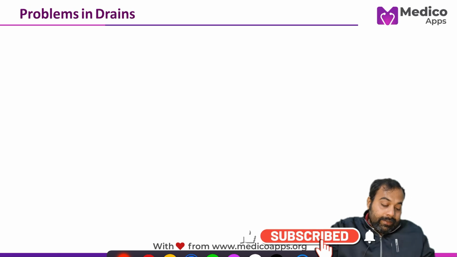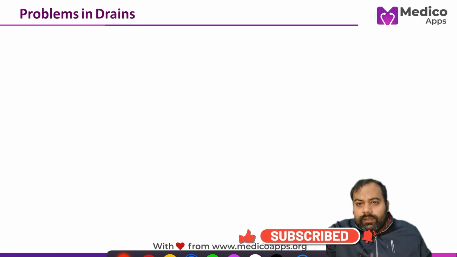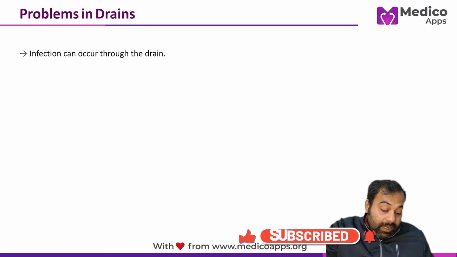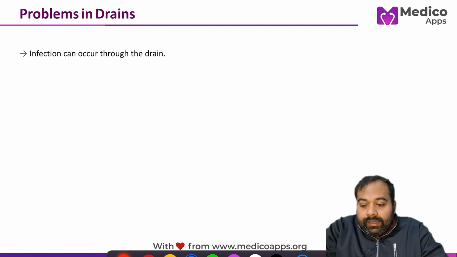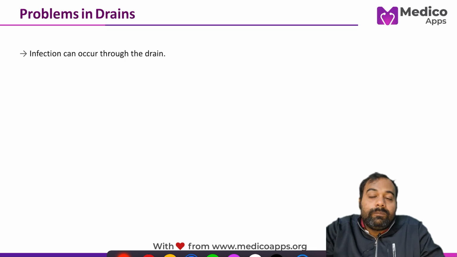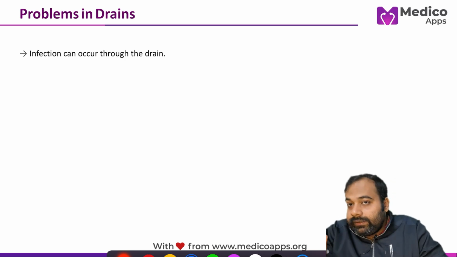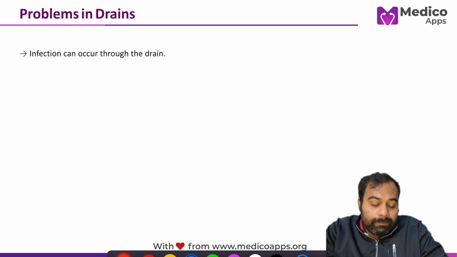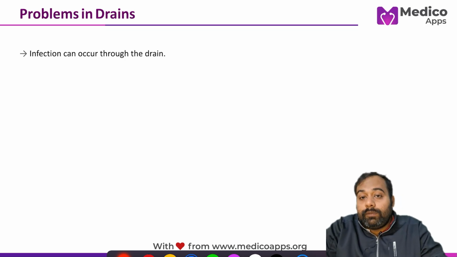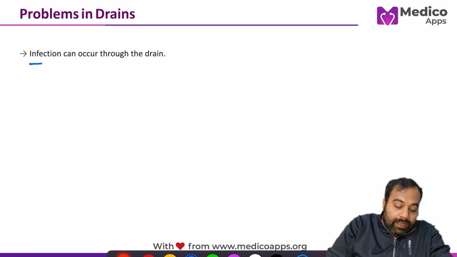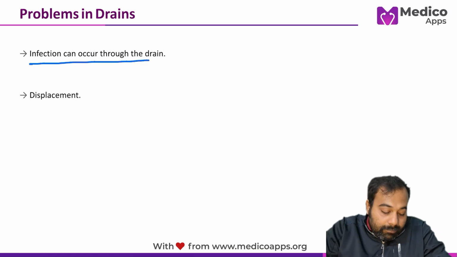Okay. Now, let's try to understand what the problems with the drain are. The first problem is infection. In case of an open drain, initially we were very used to the open type of drain, but the rate of infection is much higher. That's why we have to move towards the closed type of drain. So infection can occur through the drain. This is number one.